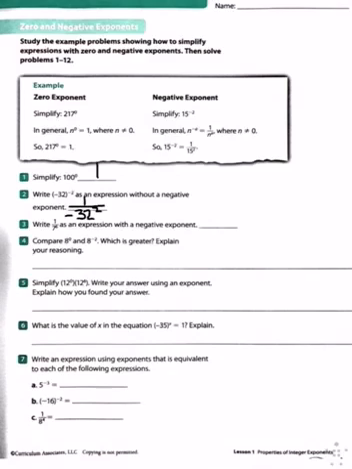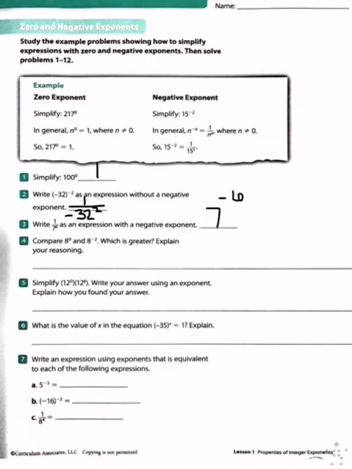Number 3, write 1 over 7 to the 6th as an expression with a negative exponent. So we're doing the exact same thing as we did in number 2, but we're going to work backwards. So the base number stays the same, 7, but instead of a fraction, we're going to use the negative sign, so negative 6.